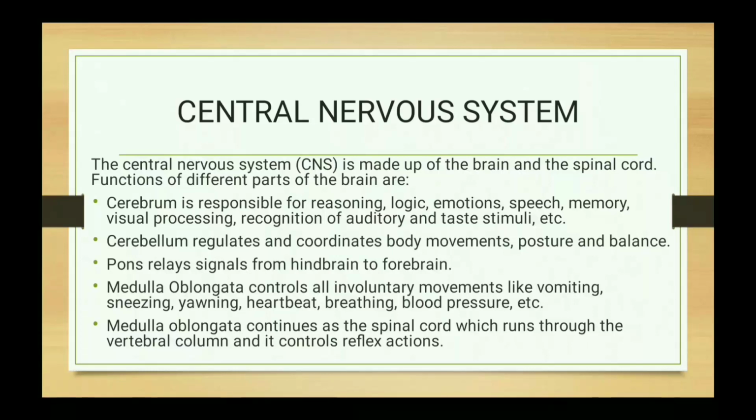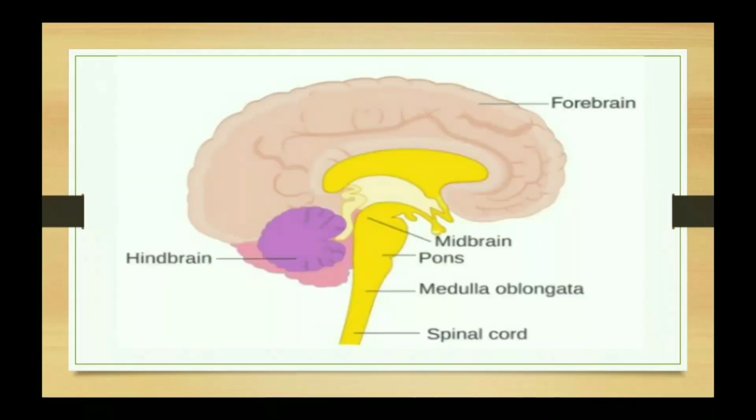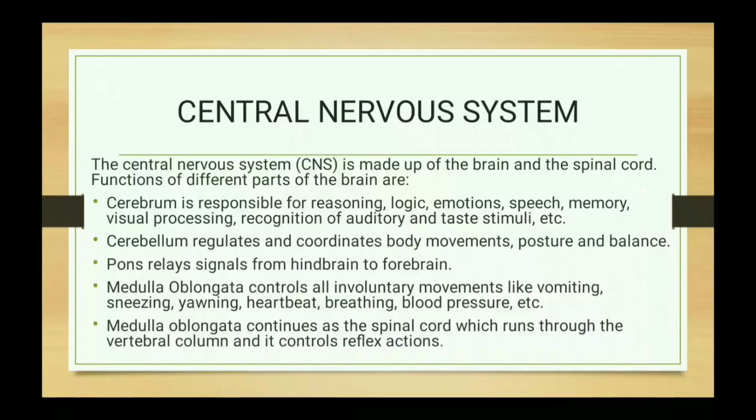Now moving on to functions of different parts of the brain. The cerebrum is responsible for reasoning, logic, emotions, speech, memory, visual processing, recognition, and auditory and taste stimuli, etc. Now here is the diagram. Here you can see a spinal cord. Then the cerebellum regulates and coordinates body movements, posture and balance.